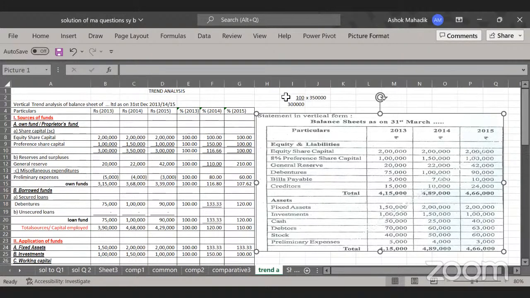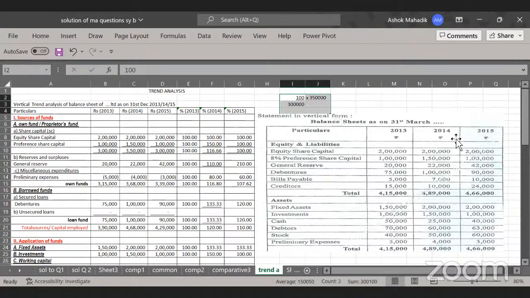Now at the top of the question you can see I have given one formula. I'll write it again. The formula is 100 divided by base into next column amount.